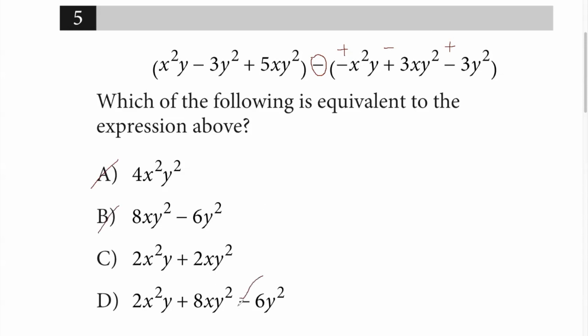Here we have minus 6y squared. We just need to check y squared. It is minus 3y squared plus 3y squared, which will be 0. And we will not have y squared here anymore. The answer will be C.